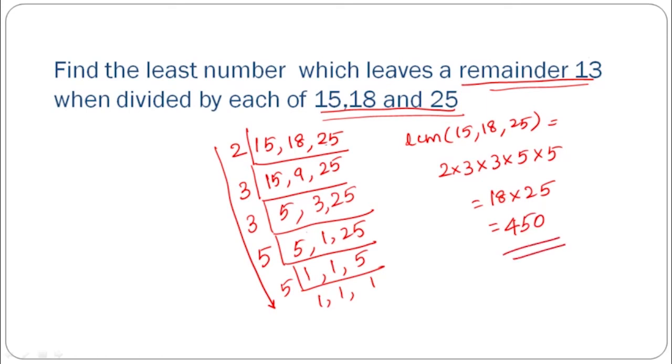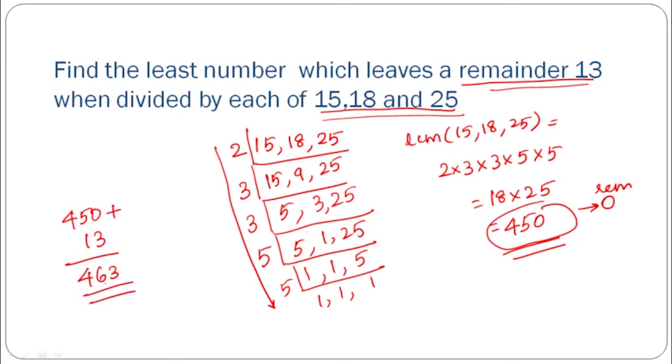The question is find the least number which leaves a remainder 13 when divided by 15, 18 and 25. Which will be the number which will leave a remainder 13? See, if the number is 450, it will leave a remainder of 0 when divided by any of the three numbers 15, 18 and 25. Now if I want the remainder to be 13, I just have to add 450 plus 13, or 463 will be the number which will leave a remainder of 13 when divided by each of these numbers.